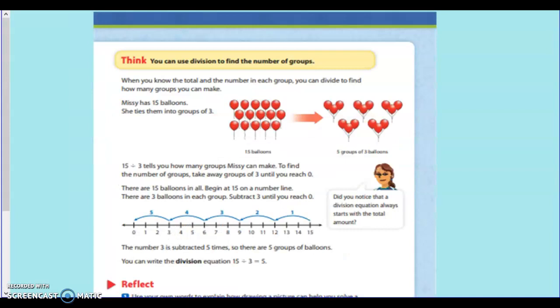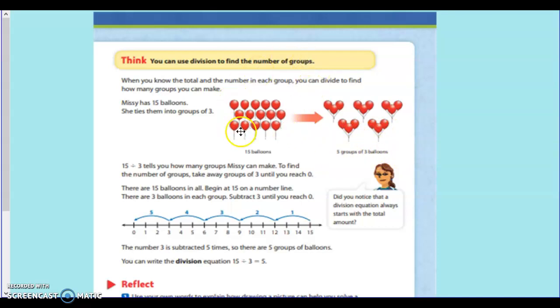All right. We can also use division to find the number of groups. In this example, Missy has 15 balloons, and she wants to tie the balloons in groups of 3. So let's say she wants to give everybody 3 balloons. So she starts putting them in groups of 3, okay? And now when she does that, she figures out that there are 5 groups.